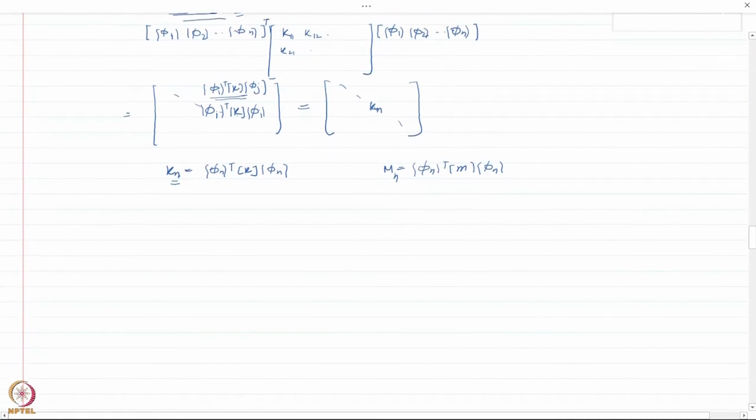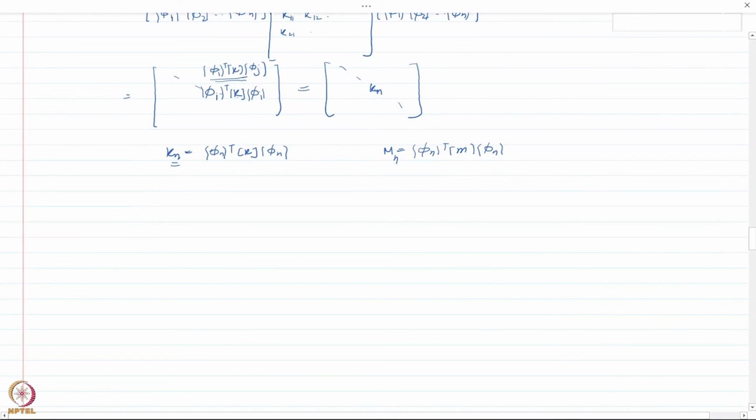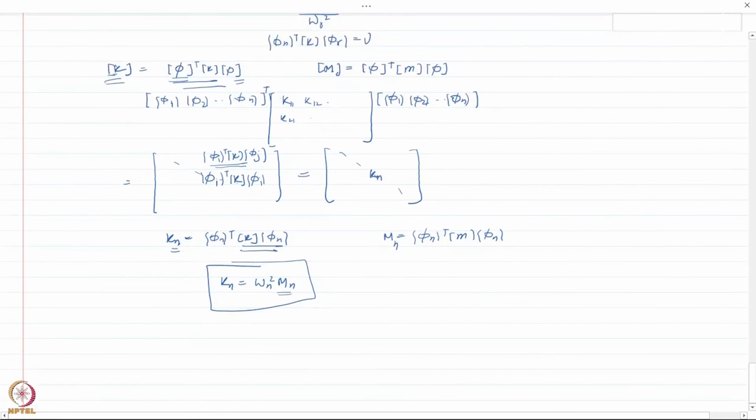Okay, so Kn is now known to me, so the nth elements of these diagonal matrices are now known to me, and they are again related by the same expression Kn is equal to omega n square Mn, which you could easily obtain if you just substitute K phi n is equal to omega n square mass times phi n, and then combine the terms and write it as Mn. So the diagonal terms of these matrices K and M are related using this equation right here.